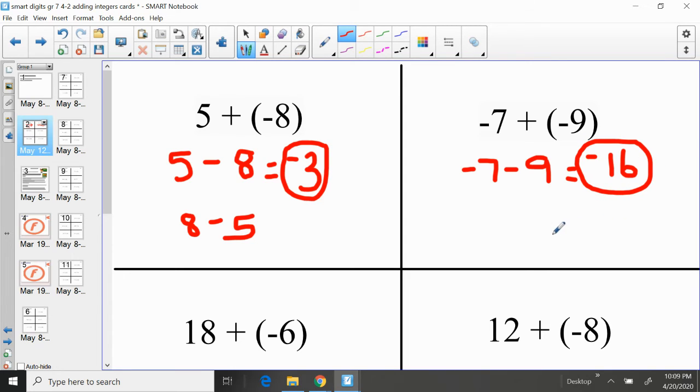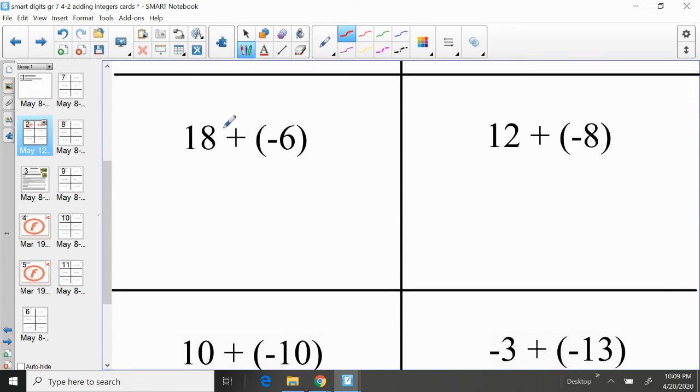So my answer is going to be -16. And I can simply say to myself, well, I know my answer is going to be negative because both my numbers are negative. So if I just add those numbers, I'll get the number that I need, but I know my answer is negative. So when you have a negative number minus another number, a negative and a negative here, my answer is going to be negative, and just simply add the numbers.